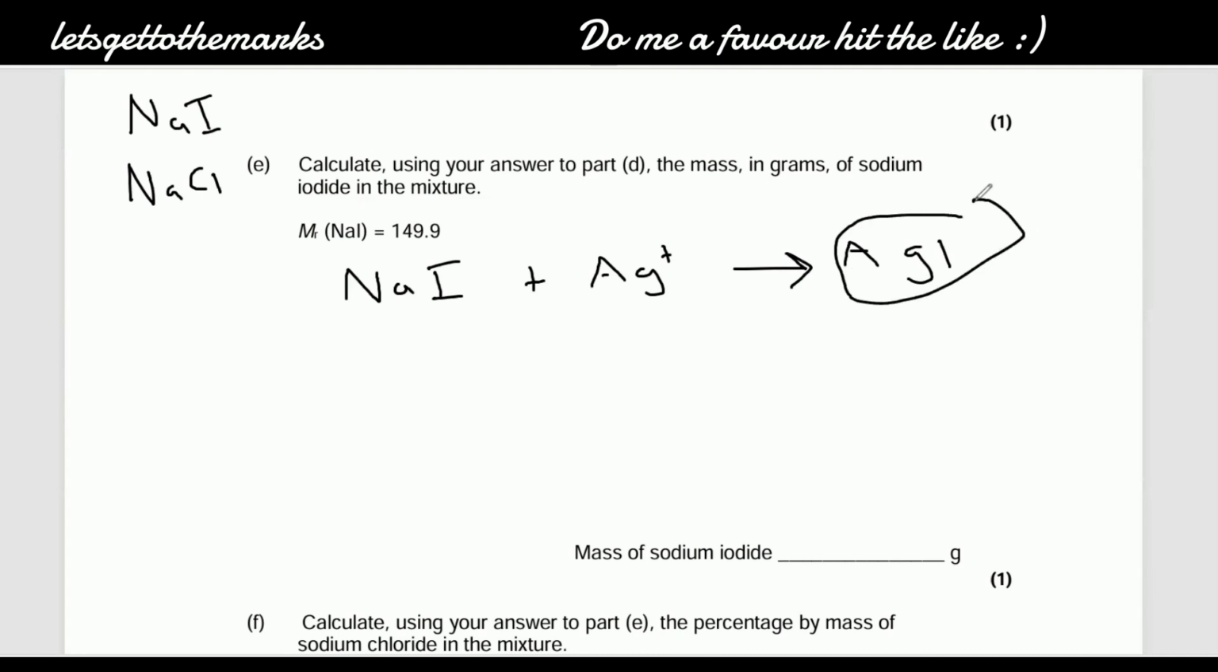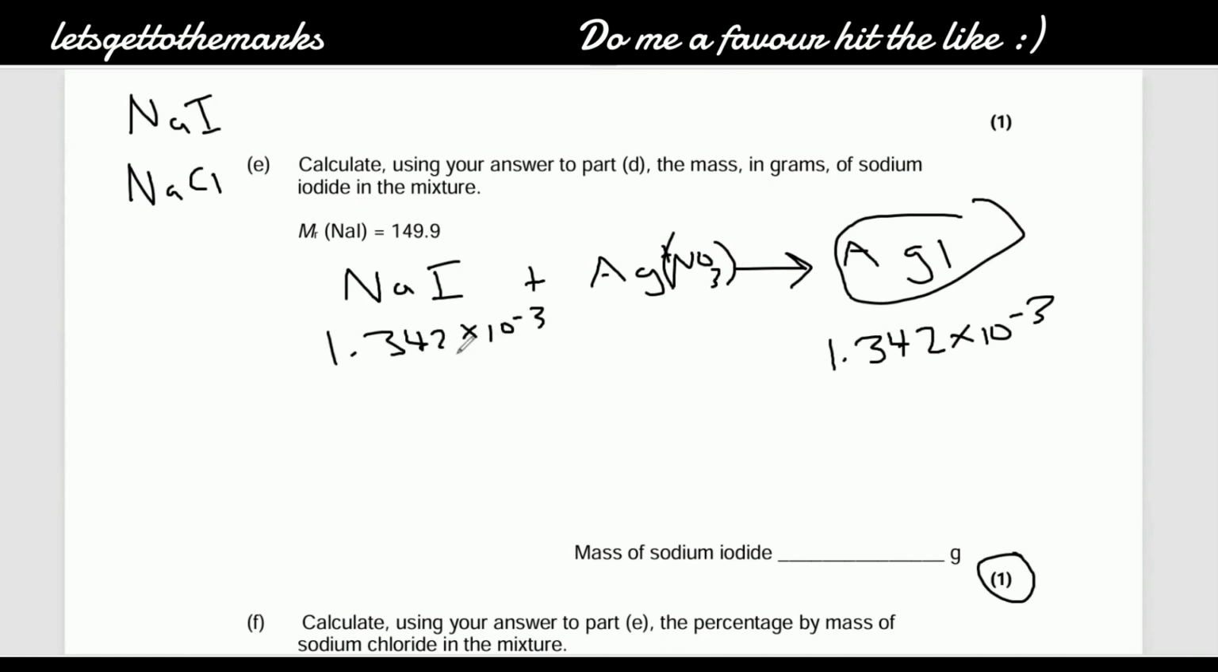So the silver iodide, we know what the moles of that are because we just calculated it. It was 1.342 times 10 to the minus 3, and we know that it's one-to-one. So I'm also going to have 1.342 times 10 to the minus 3 moles of sodium iodide. You can see it's only a one marker, so it's got to be dead easy. So I just need to do Mr times moles, and it's going to give me the mass.